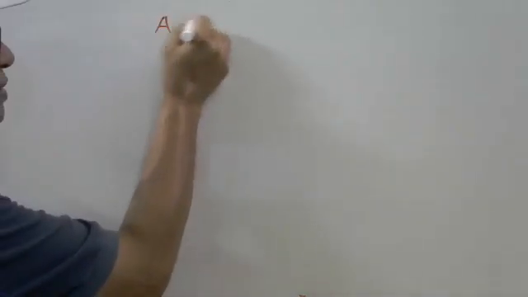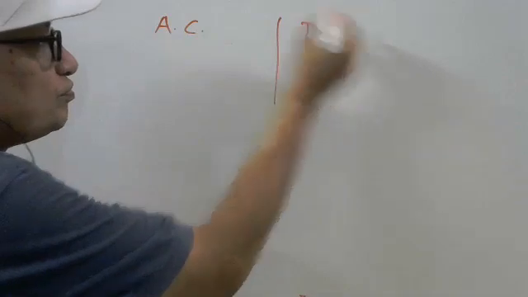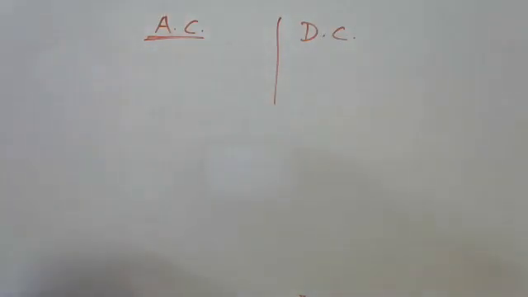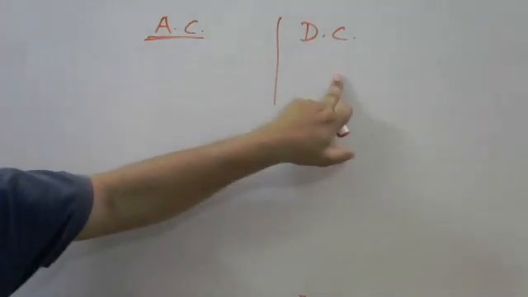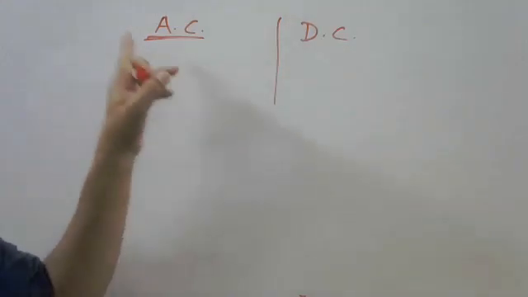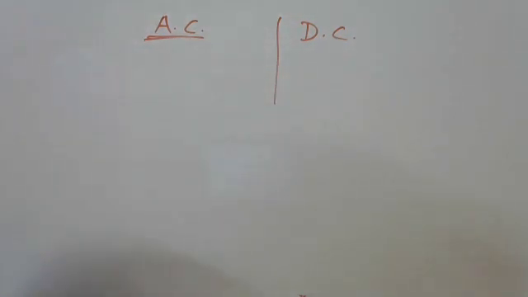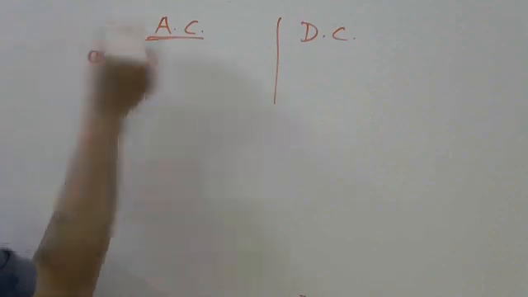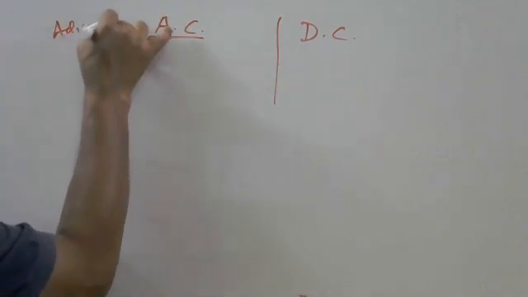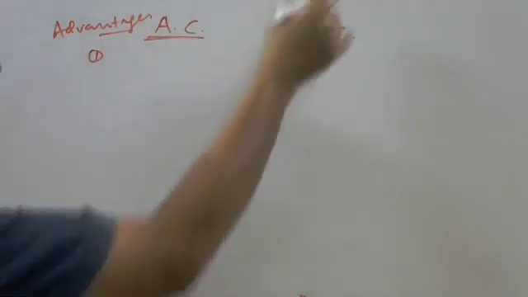Okay? In short, because time is very less, I'll tell you the difference between AC and DC, which is dangerous. I'm telling you one by one the advantages of AC and the advantages of DC, because both are required. AC is also useful, DC is sometimes also useful. So just write down the advantages of AC over DC.